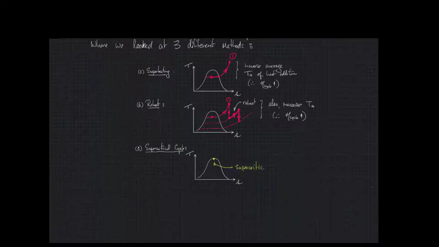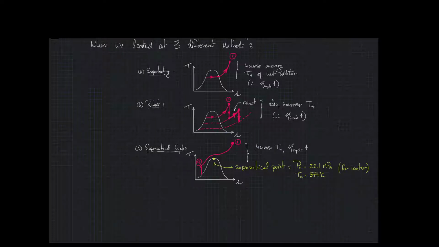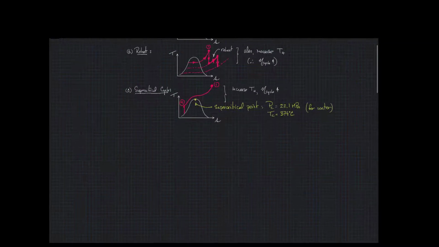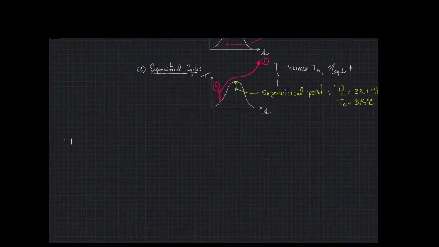Lastly, let's look at supercritical cycles again. Remember that the supercritical point for steam is 22 megapascal and 374 degrees Celsius. And the point of the supercritical cycle is to bypass the saturation zone in the dome and to use a pump to bring us to a pressure higher than the critical point, so that there is no phase transition as the water heats up from the pump outlet to the turbine inlet, and no vapor bubbles effectively.